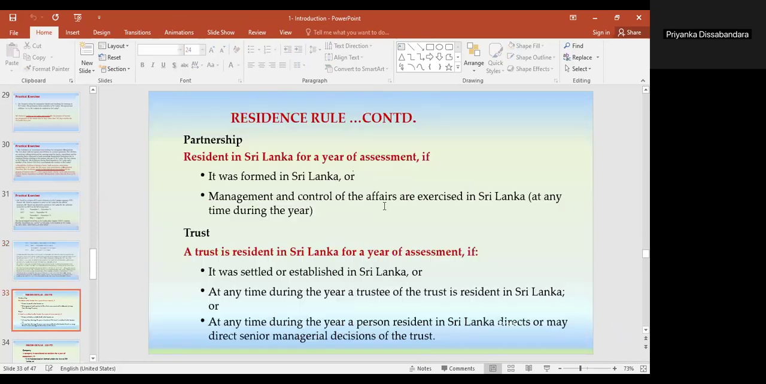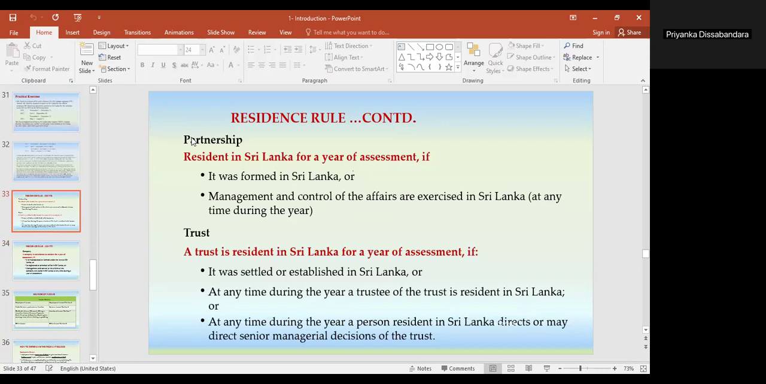Actually, this residency is for the partnership. Earlier, we discussed the residency of an individual. Now we move to determine whether a partnership is resident or not, because person means not only an individual, but it includes individual, partnership, company, and trust. Therefore, we have to consider partnership residency and trust, partnership and company's residency. So that is why I have included these two slides.